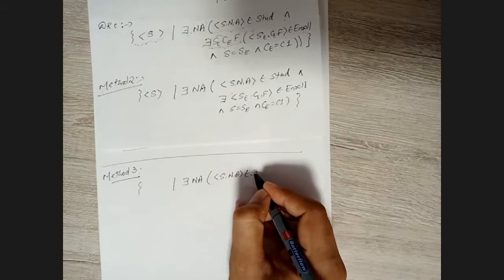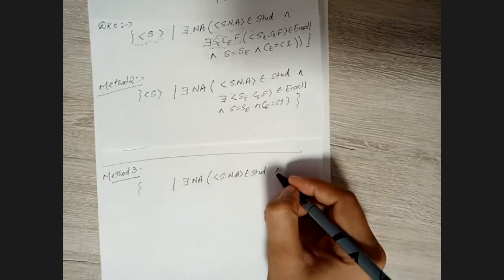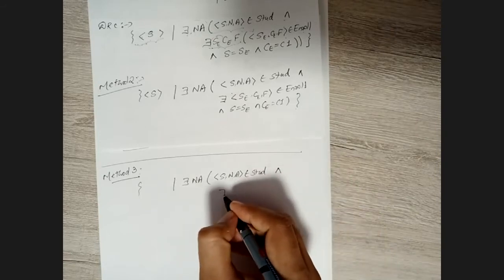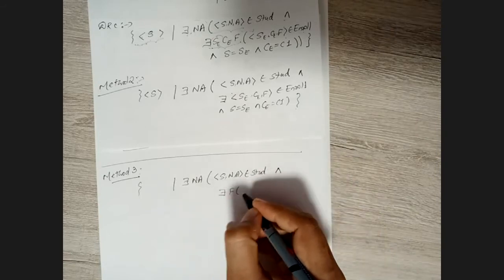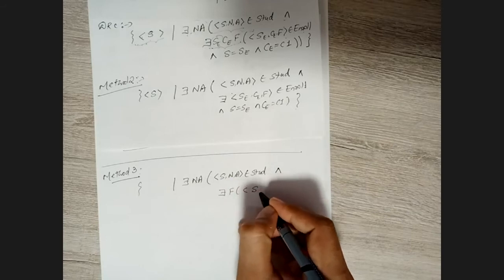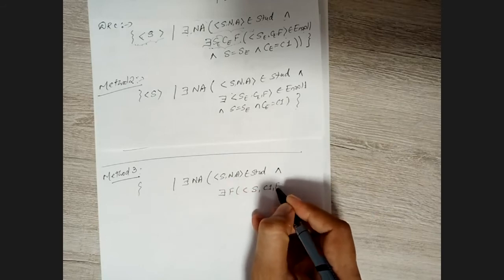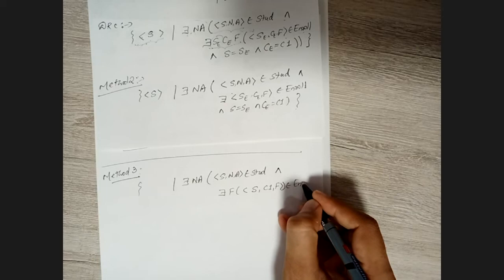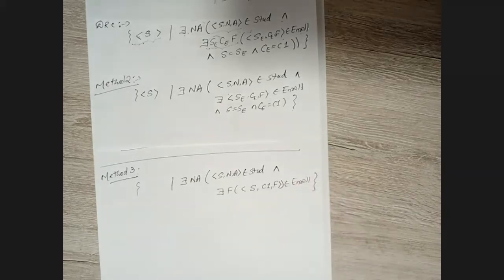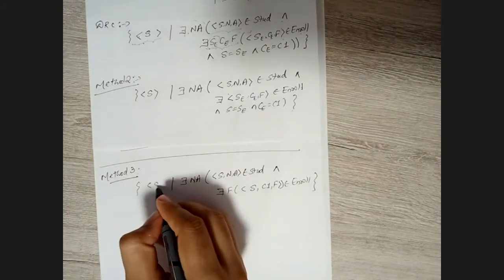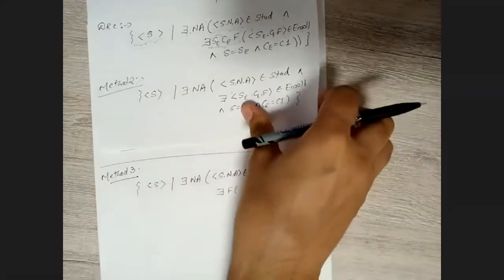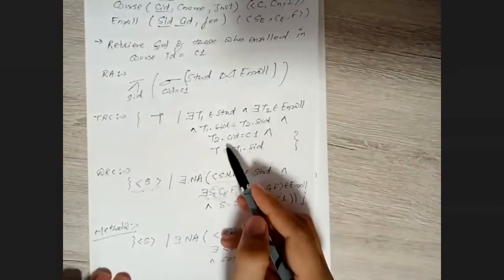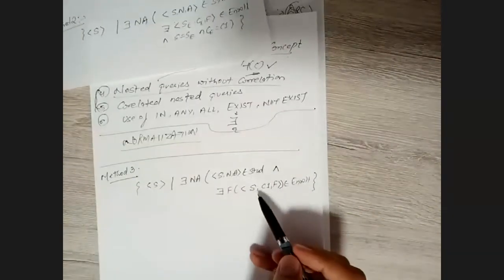A belongs to student. That's fine. And there exists F. Just let me know if you have any doubt in this one. See, I'm writing the query. That's it. See how optimized this query is. Very small query. See, we started from here, right? And we ended up writing only 2 lines.